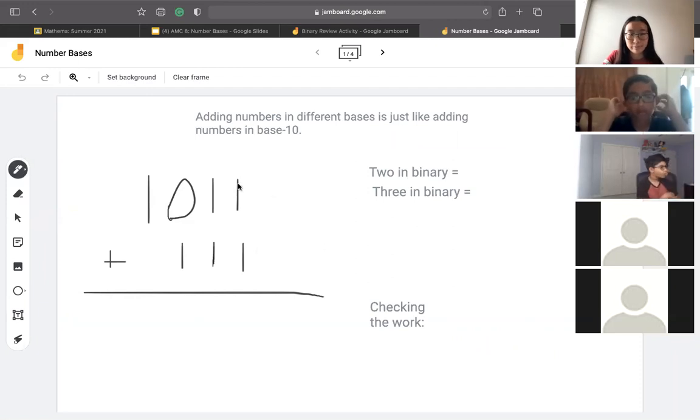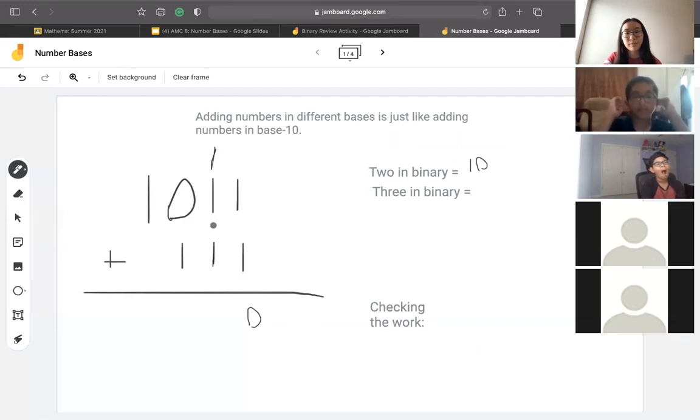So first we have 1 plus 1 over here. You might think you would write 2 here, but you can't write 2 because we're still in binary. So what is 2 in binary? 2 in binary is 1, 0. And so we write the 0 here and we carry the 1 over here.